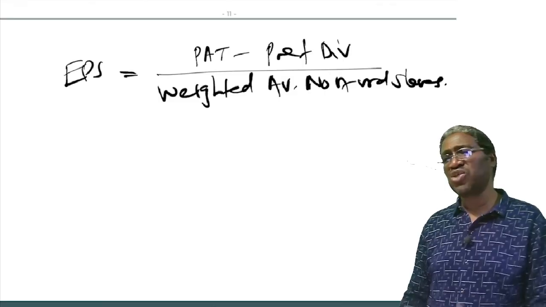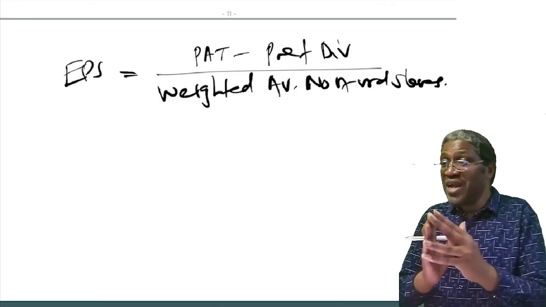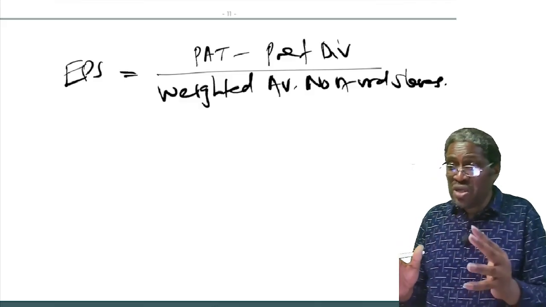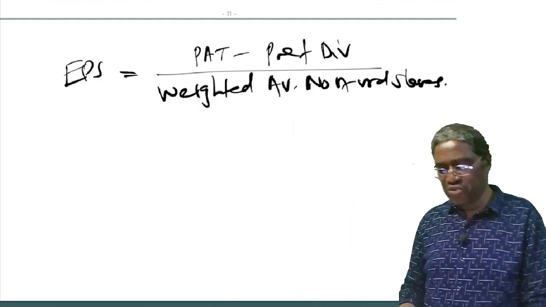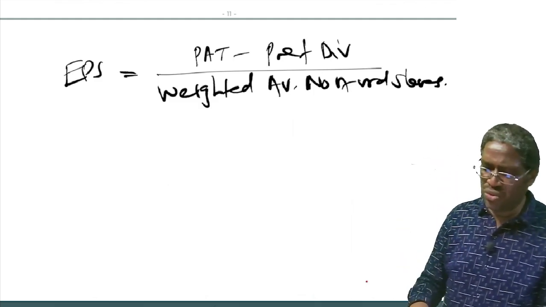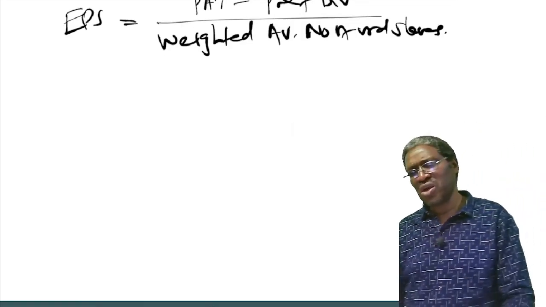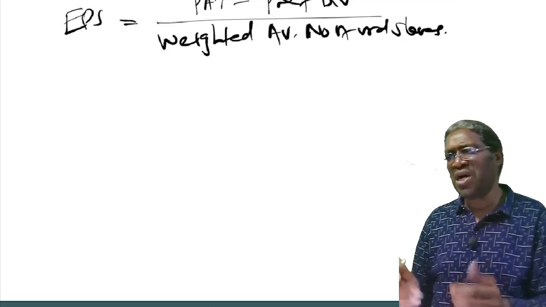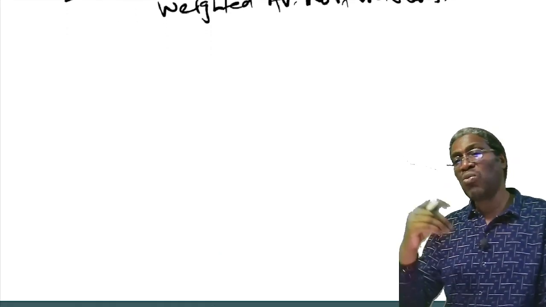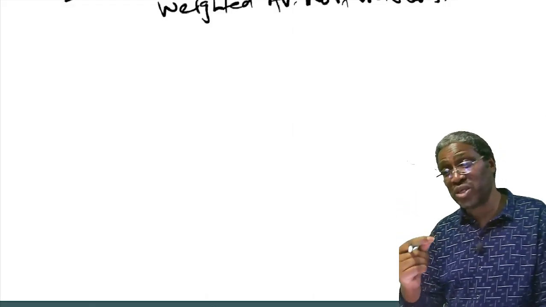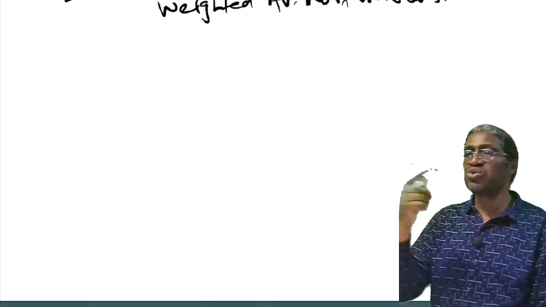Normally the complications do come with the denominator. We are not just dividing by the number of shares. We are dividing by something we are calling the weighted average number of shares. And I want to remind you, how do you compute what we call the weighted average number of shares? What is it that can affect the number of shares? Good. So let me remind you how the weighted average number of shares is computed under different circumstances. What makes the number of shares to change?